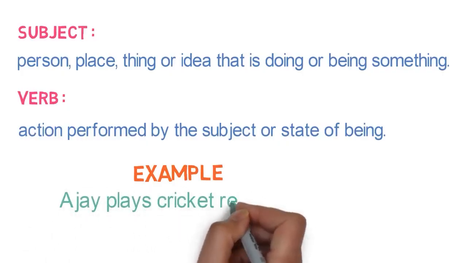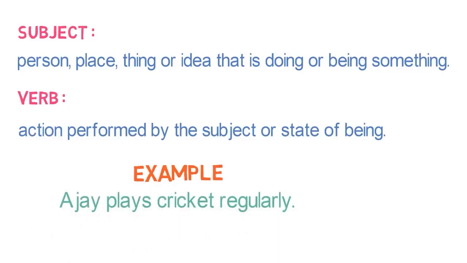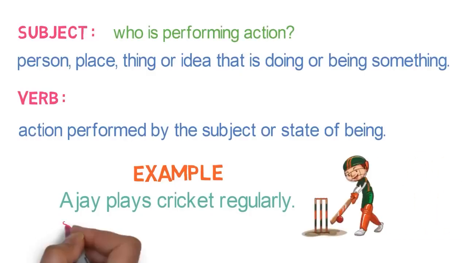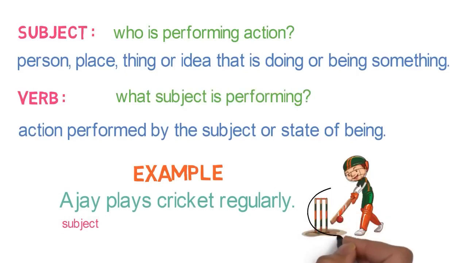Ajay plays cricket regularly. Now, to identify the subject, ask here who is performing the action of playing. It is Ajay. So, Ajay is the subject here. And to identify the verb, ask the question what the subject is performing. It is playing. So, it is the verb in this case. This way, we can identify the subject and verb in a sentence by asking these questions.